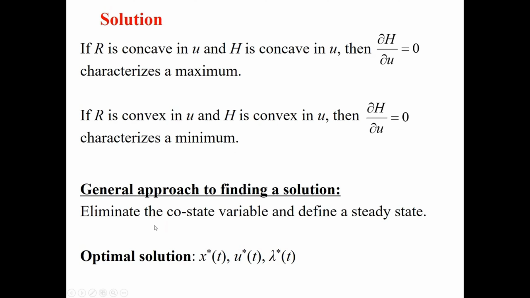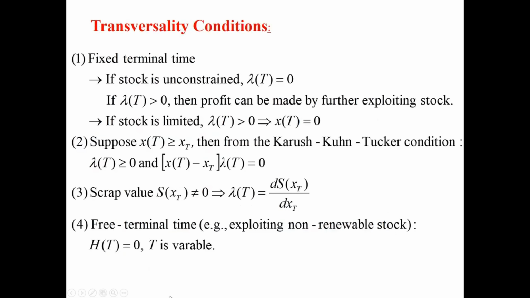The general approach to finding a solution is to estimate the co-state variable and define a steady state. So we define the optimal solution with stars. All right, so x star, u star, lambda star are the optimal values of the three variables. Now, the transversality conditions, these are your endpoint conditions, are given by these conditions here.